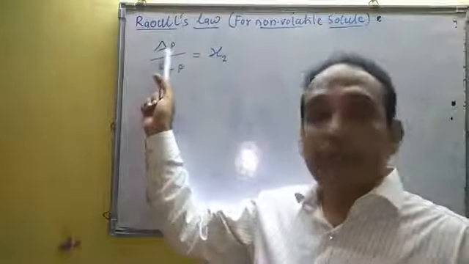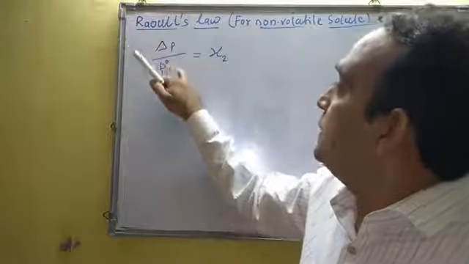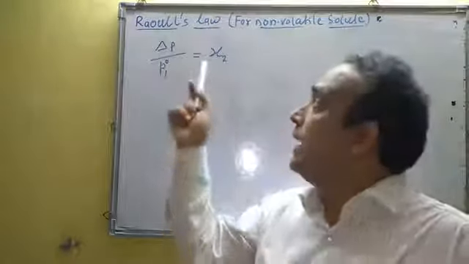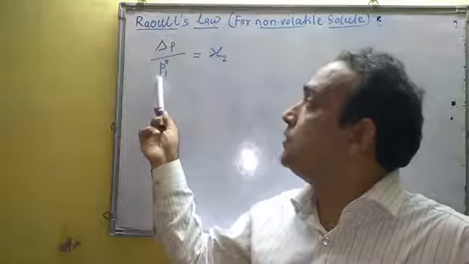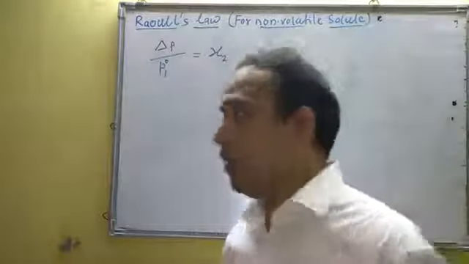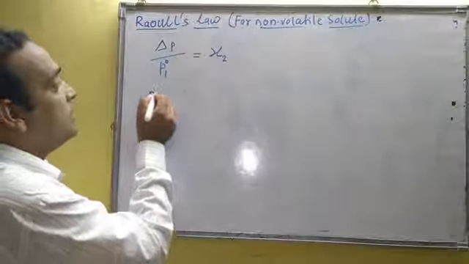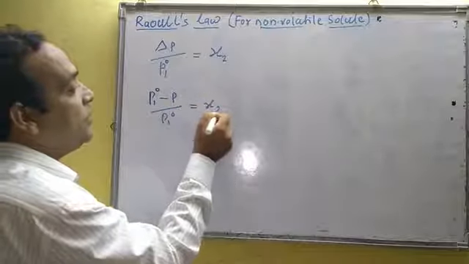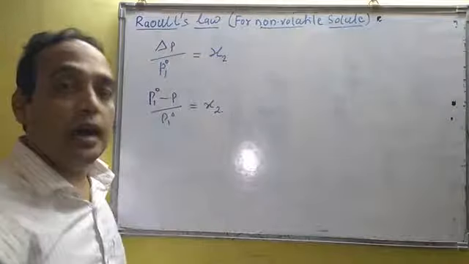Now, delta P is the lowering in vapor pressure. P1 naught is the vapor pressure of solvent. X2 is the mole fraction of solute. So, delta P upon P1 naught is equal to X2. This is called Raoult's law. Now, this we can also write as P1 naught minus P upon P1 naught is equal to X2. Both statements are the same.